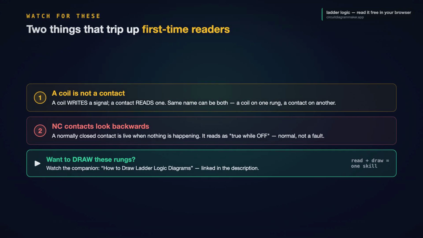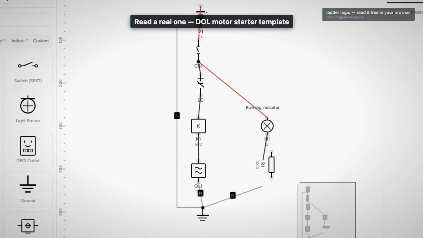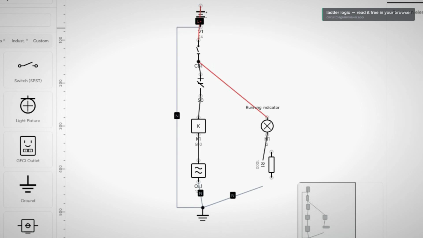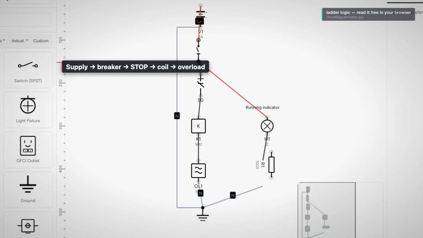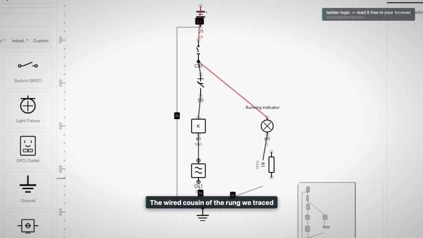Let us read a real one in a free browser editor. This is CircuitDiagramMaker.app with the DOL motor starter template open. It is the wired-up cousin of the rung we just traced. A control supply at the top, a breaker, the stop button, the contactor coil, and the overload down to the return. Click any part, and it is a real component with a label and a value.